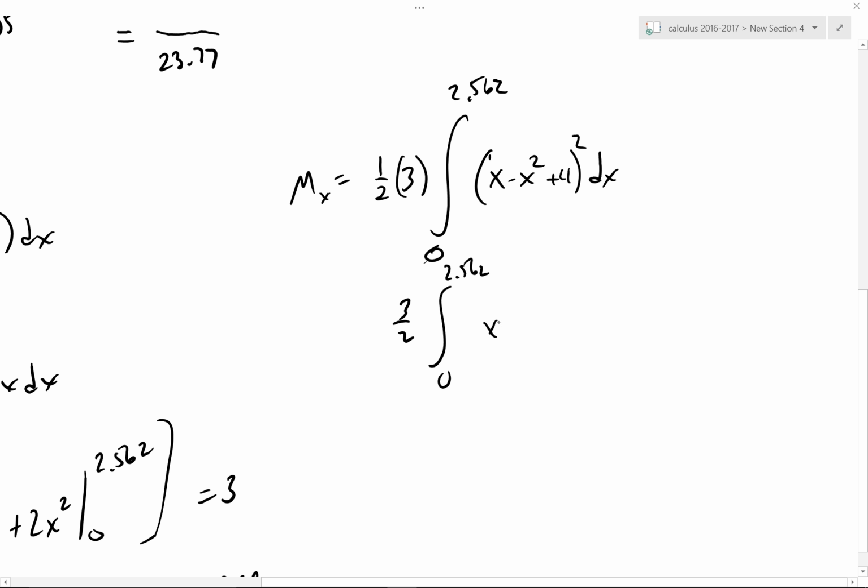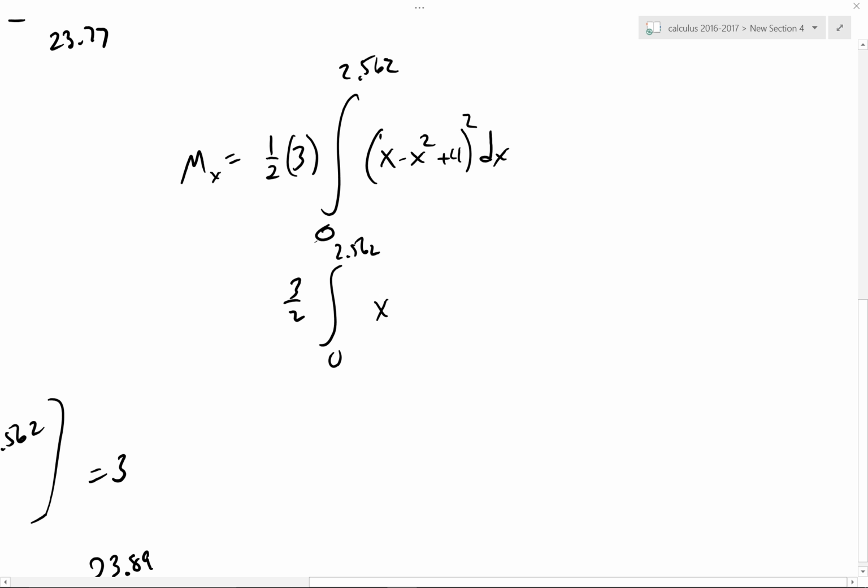And so this, of course, is going to be x squared. I can't do that in my head. Well, I could, but I don't want to. I feel like I'd be showing off, and that would be sad.